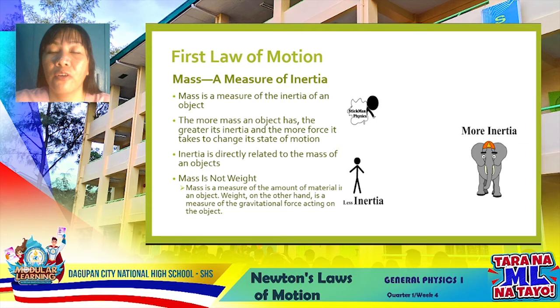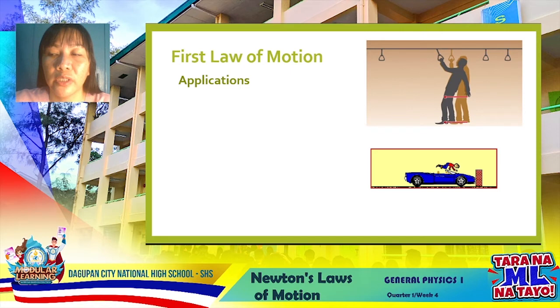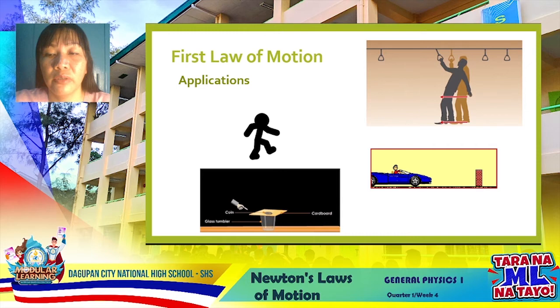Some applications of the law of inertia are: first, when a stationary bus starts to move forward with an acceleration, the passenger is thrown backwards. Second, when a moving car stops suddenly, the passenger lurches forward. Thus, wearing a seatbelt is necessary. Next, when the cardboard is pulled away quickly, the coin resting on the cardboard drops straight into the glass. And fourth, a stationary ball only moves when kicked.